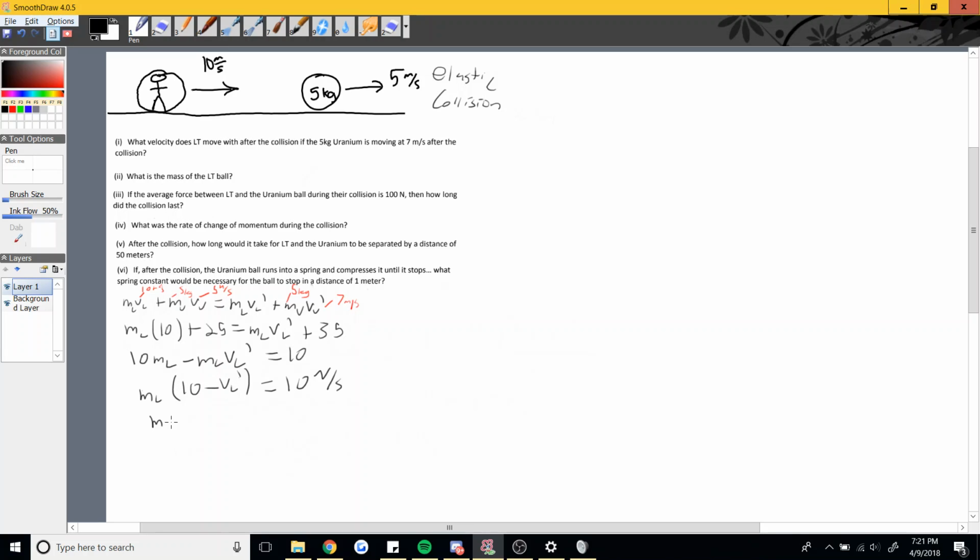We're going to do that by going ml right here equals 10 Newton seconds divided by 10 meters per second minus vl prime, what he's moving after. So we got this. This is going to be a very handy little equation that we're going to use in just a bit, because that's all we know right now, that the mass number 2 is this.